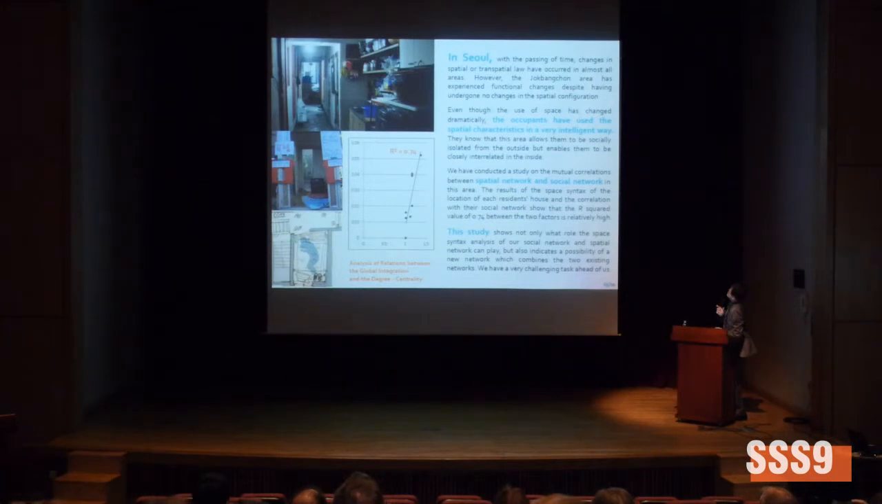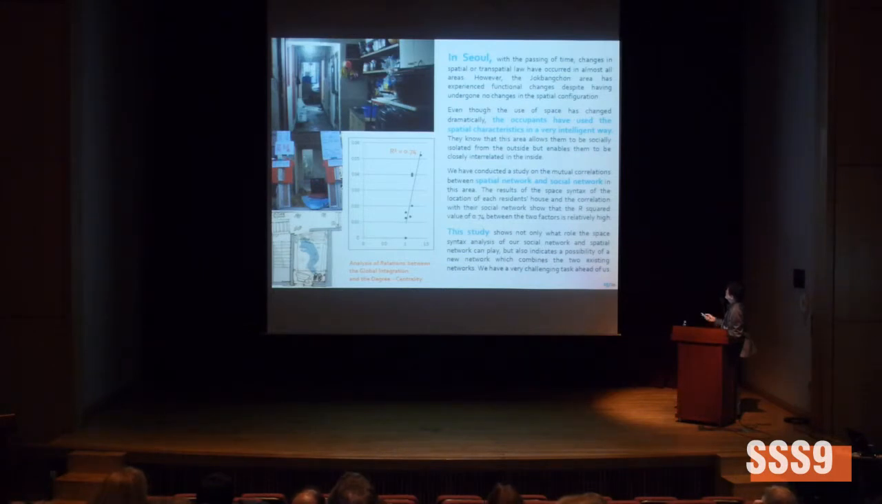In Seoul, with the passing of time, changes in spatial or transspatial law have occurred in almost all areas. However, the Jokbangchon area has experienced functional changes despite having undergone no change in the spatial configuration, and the use of space has changed dramatically. The occupants have used the spatial characteristics in a very intelligent way. They know that this area allows them to be socially isolated from the outside, but enables them to be closely interrelated on the inside.